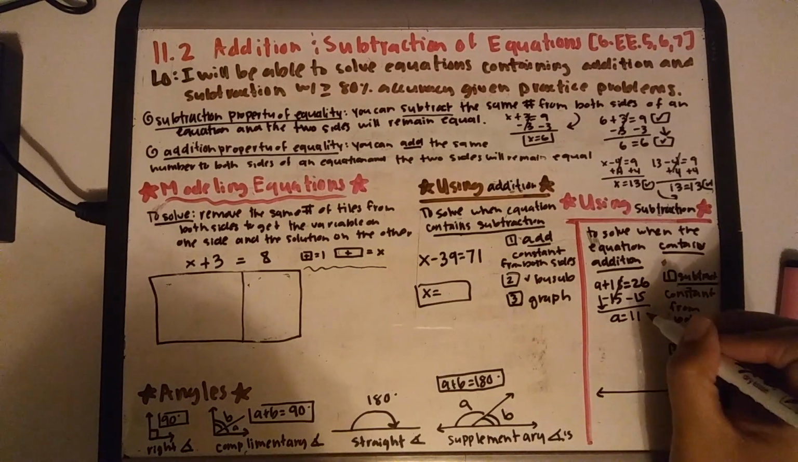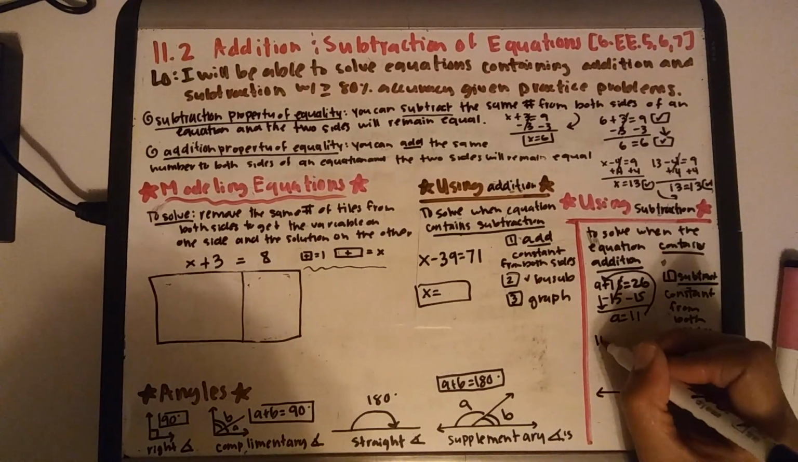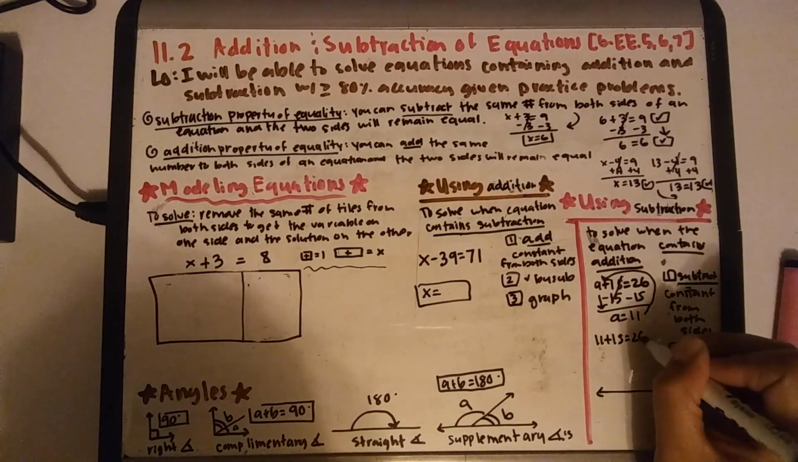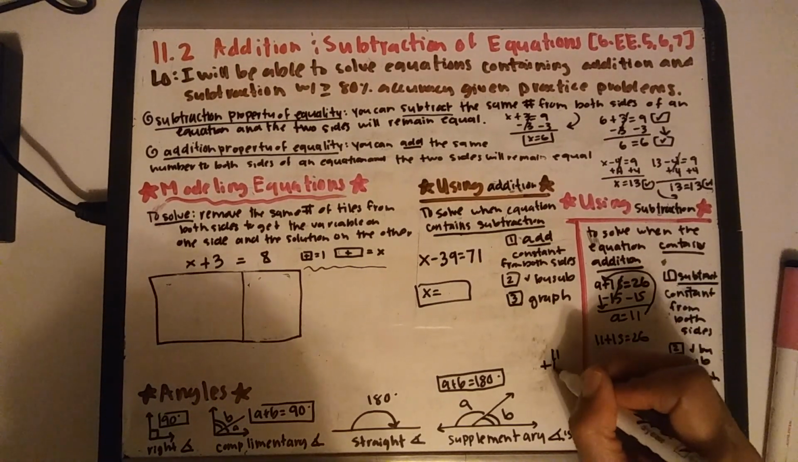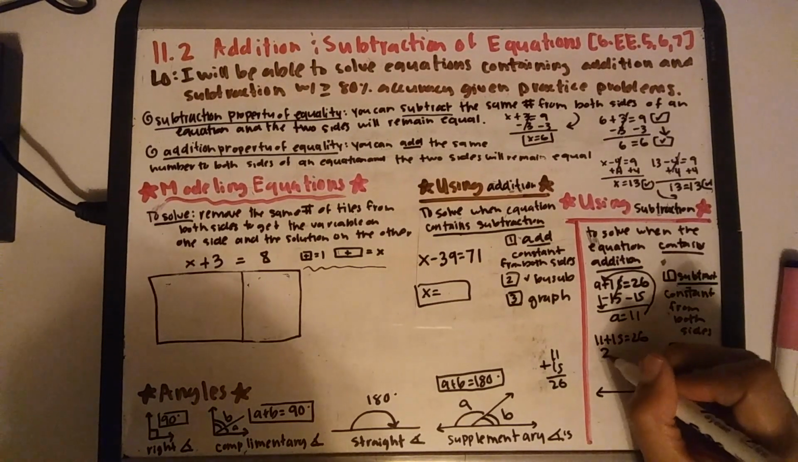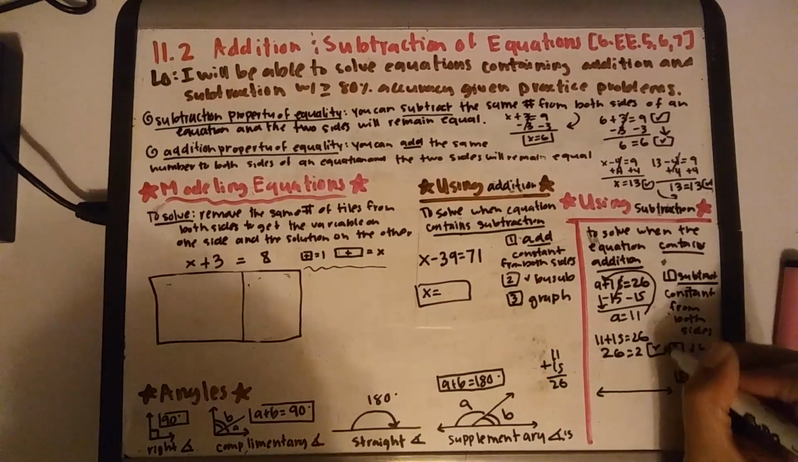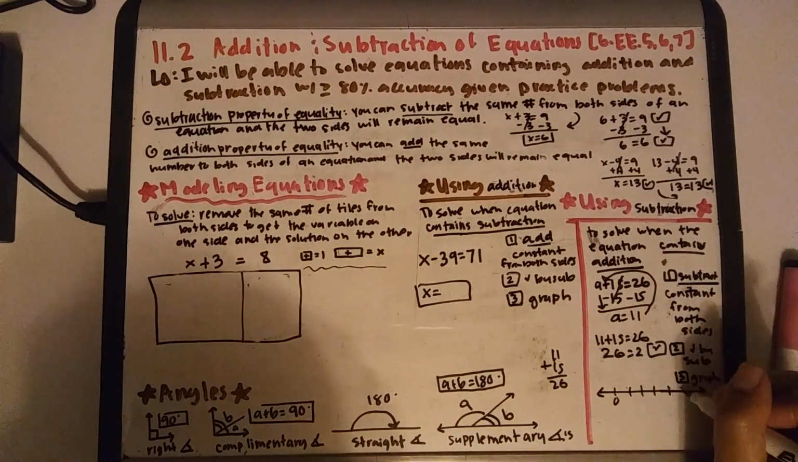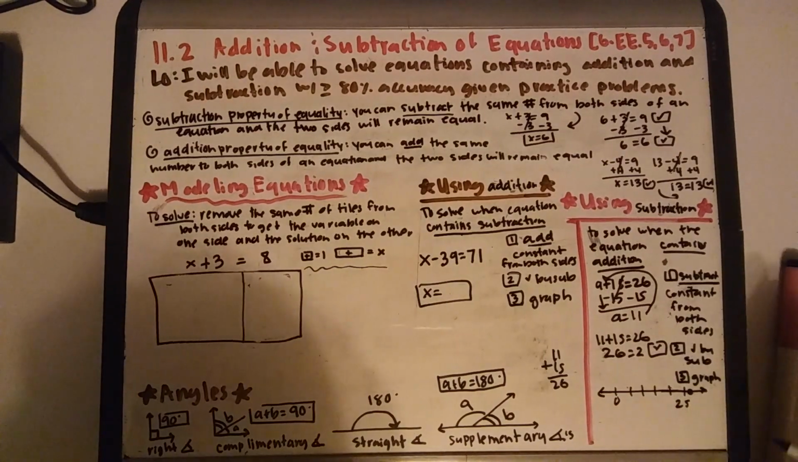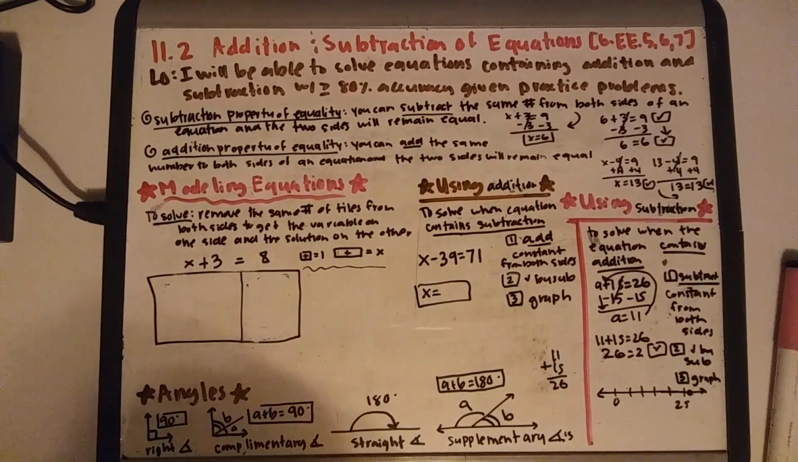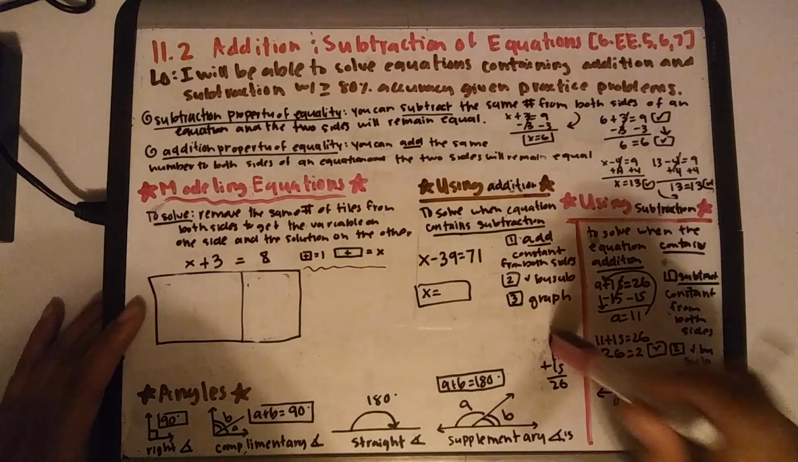Second step, I'm going to substitute this in here. Is it true that 11 plus 15 equals 26? 11 plus 15. Yep, so 26 equals 26, so that checks. And the last thing I'm going to do is graph. So 26 is about right here, so that's my answer. Okay, so let me go ahead and give you one to do.